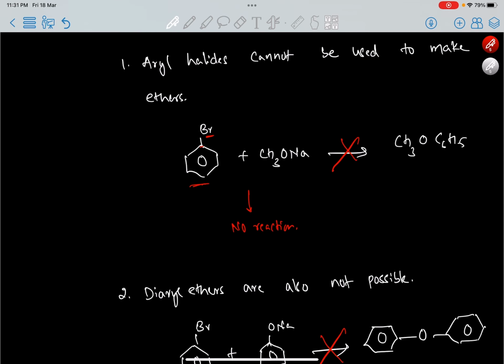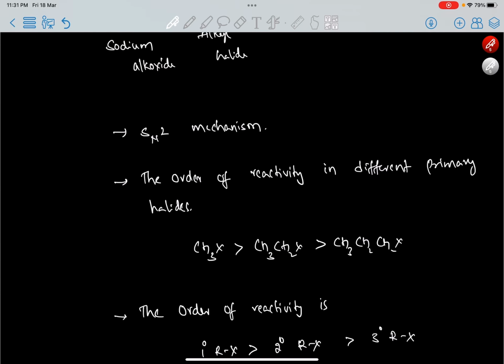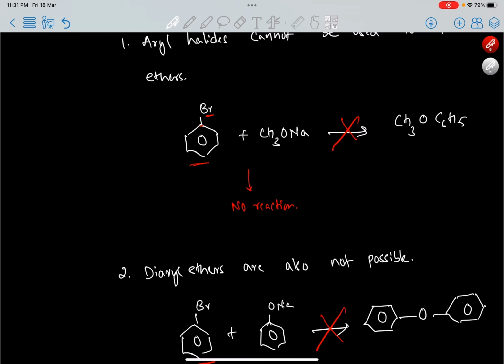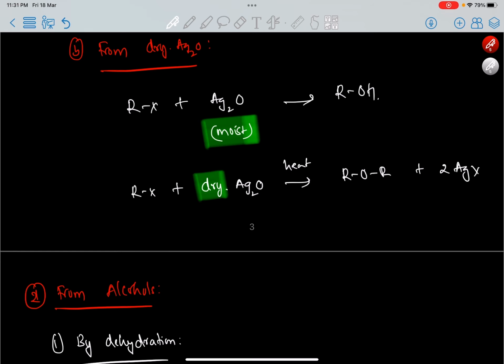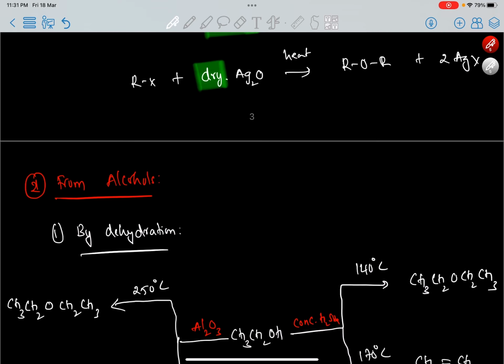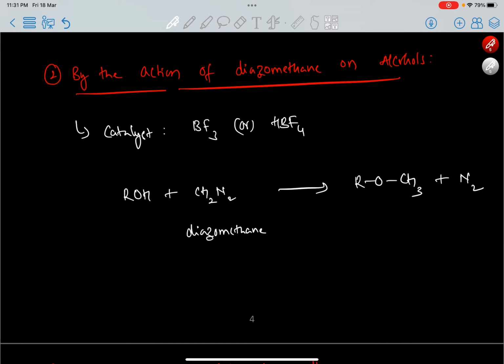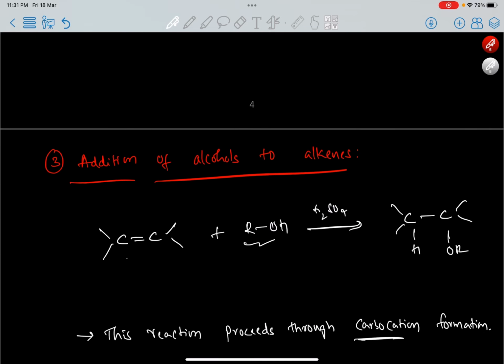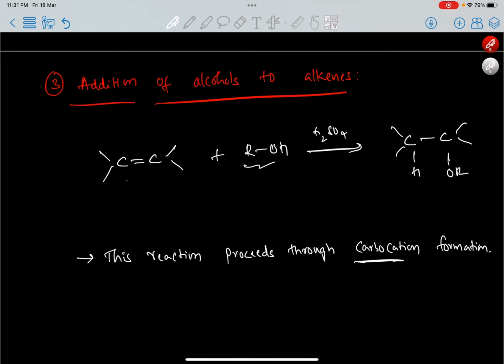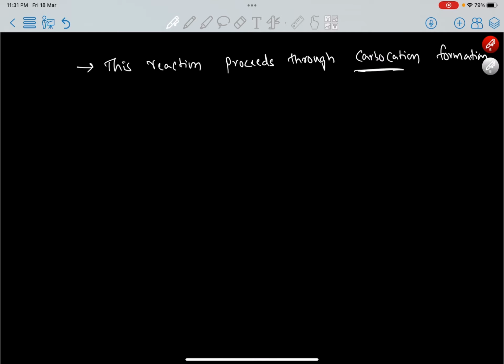Till now we have seen five methods to prepare ethers. The first is Williamson synthesis, the second uses dry Ag2O, that is silver oxide, and the third is dehydration of alcohol. The fourth is the action of diazomethane on alcohol, and the fifth is addition of alcohols to alkenes. Alright, I hope no issues till now. So we are done with the preparation of ethers.